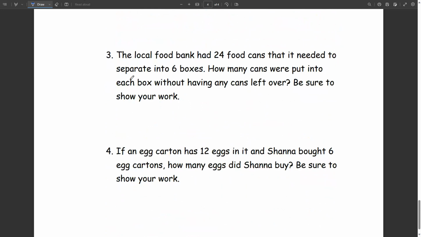Okay, let's just skip that one. Let's go to 3 here. So the local food bank has 24 food cans that it needs to separate into 6 boxes. How many cans were put into each box without having any cans left over? So if we want to find out how many food cans could go into one box here, we do 24 divided by 6, and we can get our answer as 4. And to check this, we just go 4 plus 4 plus 4 plus 4 plus 4 plus 4, and this will add up to equal 24. And then we just get our answer as that.